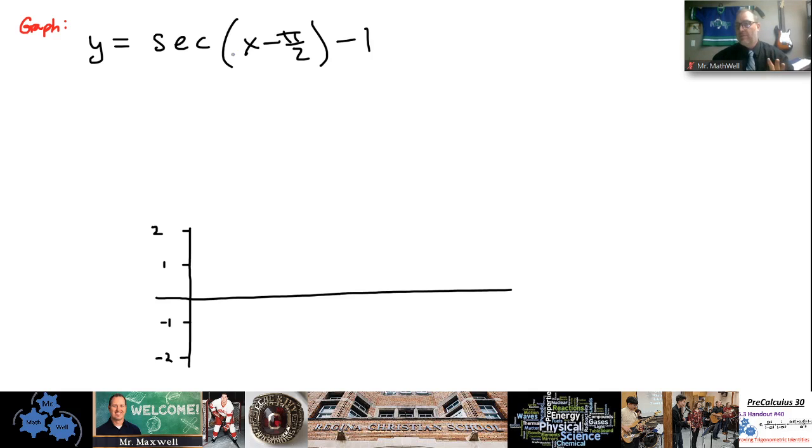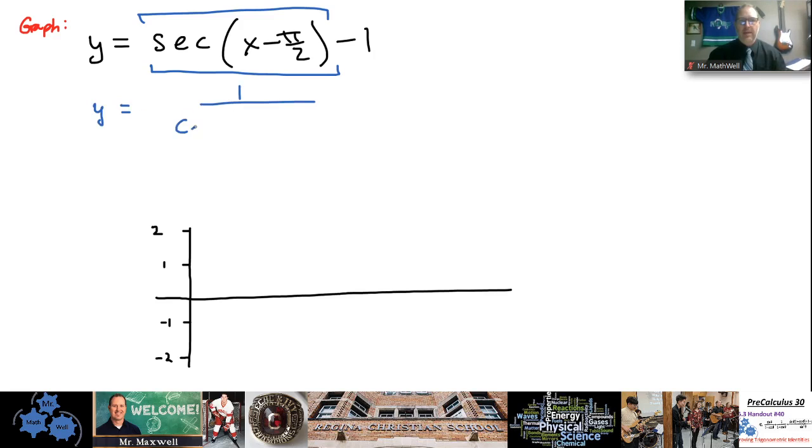So when we graph, we have to think of this in terms of cosine. This part right here is the secant part. I'm going to leave that -1 because that's a translation, so I want to focus on the actual trig part first. When I rewrite this, it's going to be 1 divided by cosine of this, and this x minus pi over 2 is all part of that cosine function, so that all has to be in the denominator as well. And so we're going to have a -1 at the end.